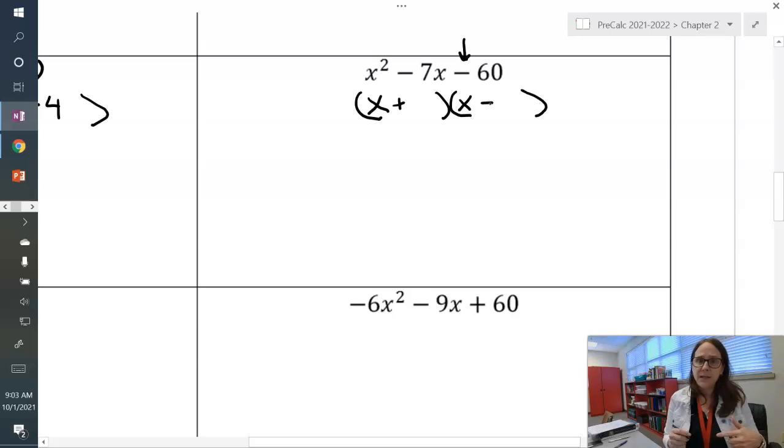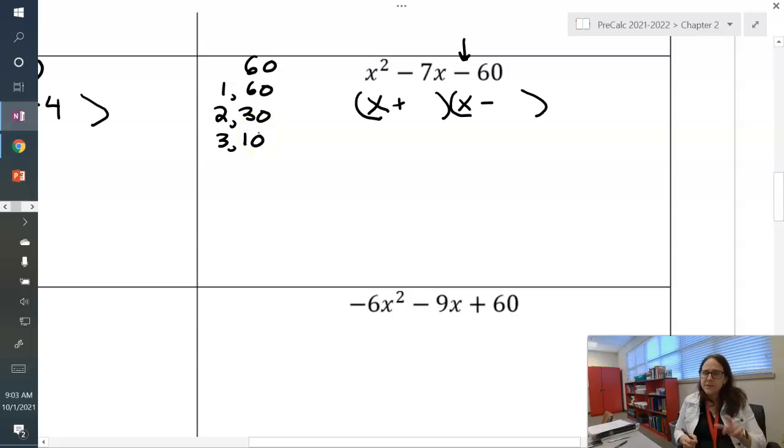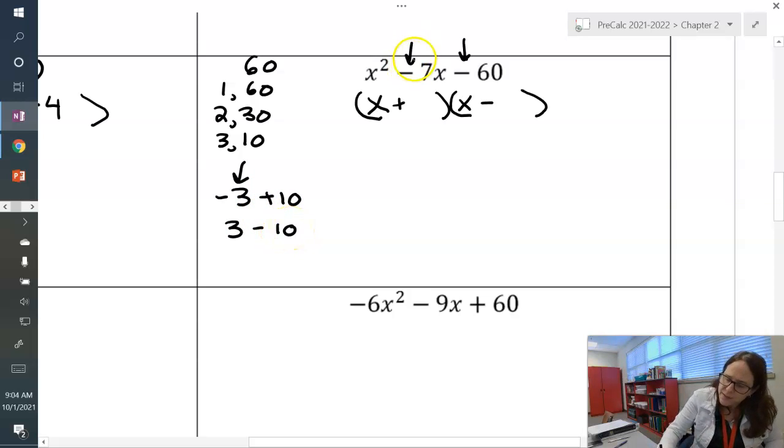Now factors of 60, they're going to have opposite signs, and they're going to add to 7. So 1 and 60, 2 and 30, 3 and 10. I can stop right here because I notice if I use opposite signs on 3 and 10, I'm going to get a 7. So now I need to figure out, do I want to use a -3 and a +10, or a +3 and a -10? Check this sign here. I want a -7.